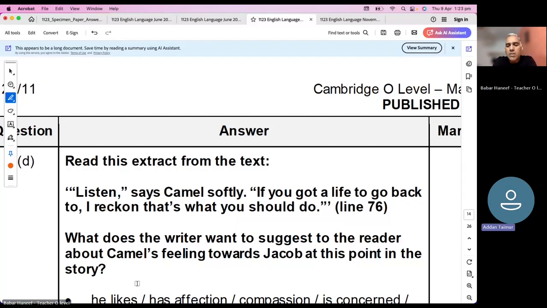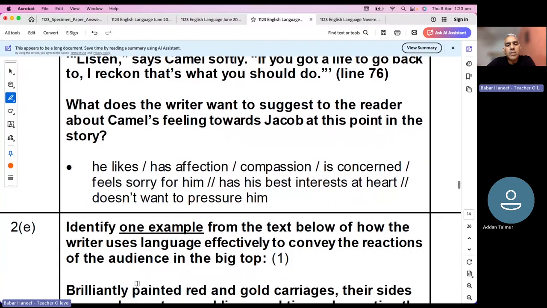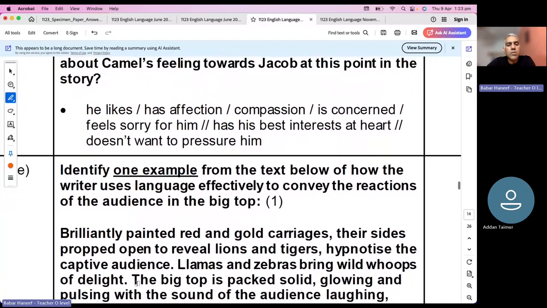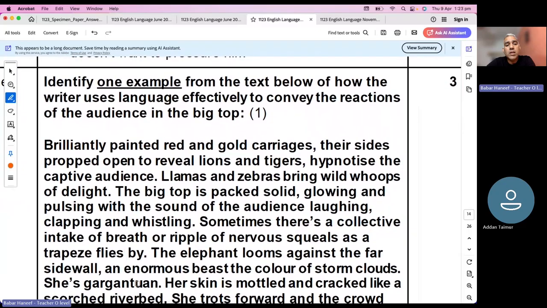Yeah, he's feeling sympathy for him, and he wants Jacob to pursue what he wants if he has a life. Exactly. He has affection, compassion. He's concerned. So anything that comes to you, you can write down. Now, this is the kind of question that we usually have, and I've been telling you multiple times in the class that please identify one example which is very short. Usually, people pick up longer sentences, which is not recommended at all.